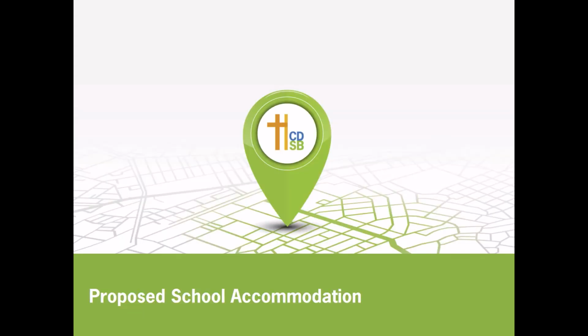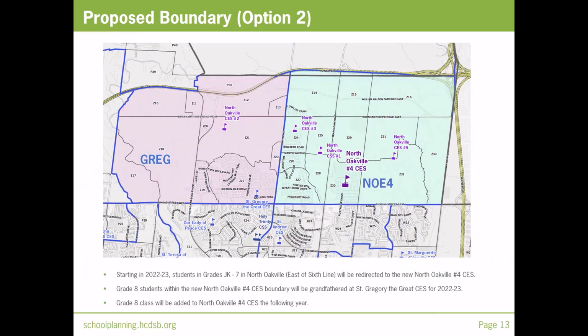This leads us to the proposed school accommodation. On June 28, 2021, the School Boundary Review Committee met virtually and reviewed the current school boundaries and several proposed school boundaries for North Oakville. The committee moved to present option number 2 as the preferred proposed boundary to the community for feedback.